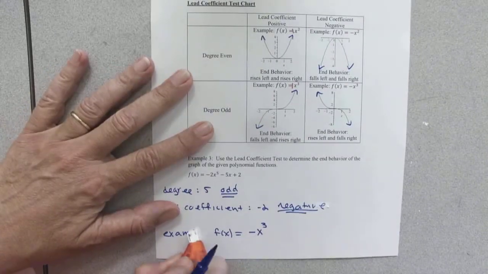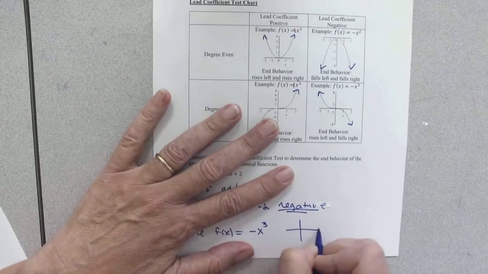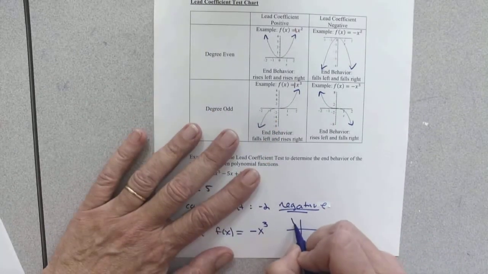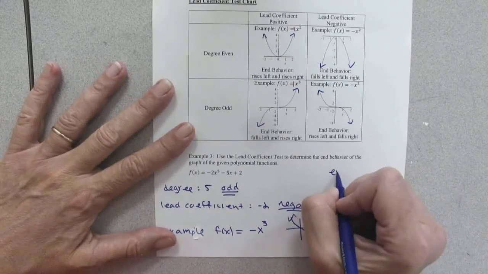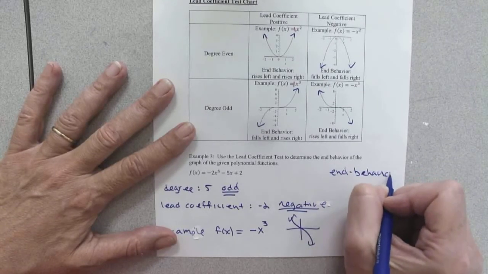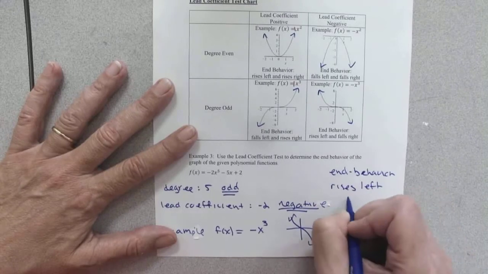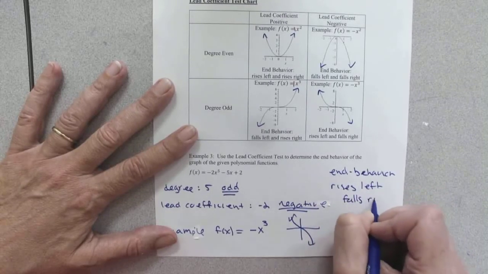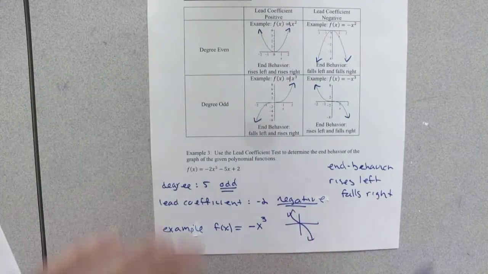Because I know what that looks like. That's something I'm familiar with. -x cubed looks like that. So then I draw myself a little thing. And so my end behavior, I'll write it up here, is rises left, falls right.